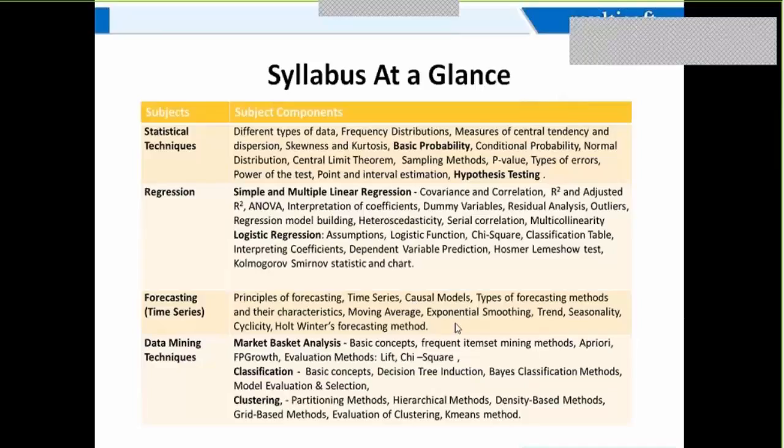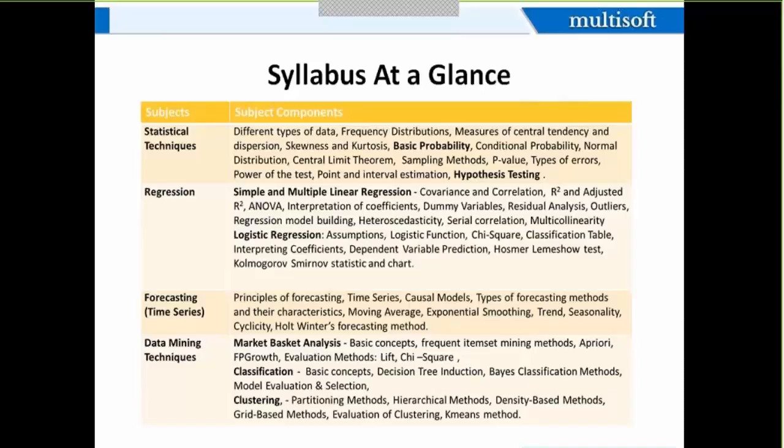The syllabus: statistical techniques, different types of data, frequency distribution, we will be covering sampling methods, p-value, and hypothesis testing, skewness, kurtosis, all types of statistical techniques we will take care of. And some of the regression techniques: multiple linear regression, and ANOVA, interpretation of coefficients, dependent variable prediction, and chi-square. So some of the regression modeling we will discuss in the regression part, and also we'll take care of forecasting, like principles of forecasting, time series, types of forecasting methods and their characteristics, moving average, exponential smoothing, trend, and some of the data mining activities like market basket analysis, basic concepts of market basket analysis, and classification and cluster analysis, which is again one of the important parts of the syllabus.